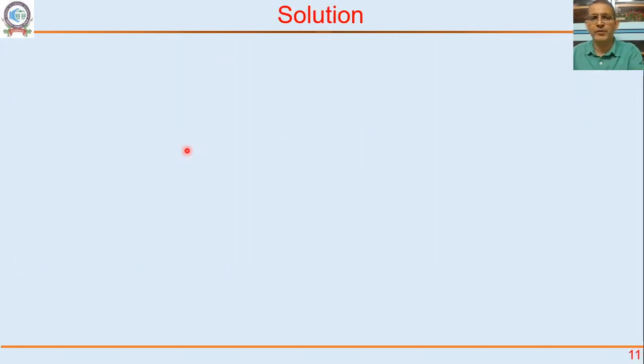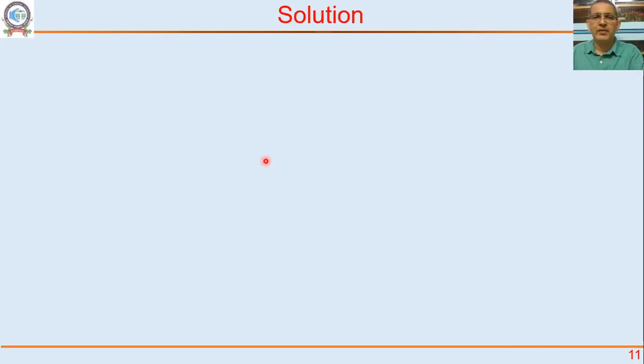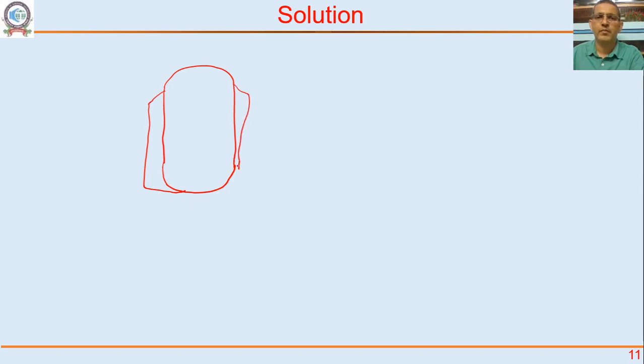Okay, I don't have a solution. So do this problem for yourself. Pause the video. Do this problem yourself. Let's try to quickly see some solution. What do we know? We know that there is a well mixed continuous reactor. Let's draw. Good idea to draw a picture, a schematic representation. There is a jacket.